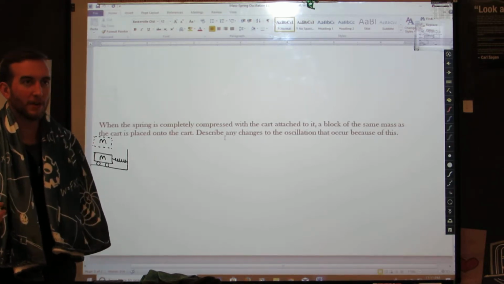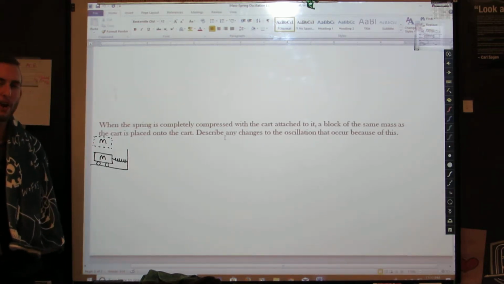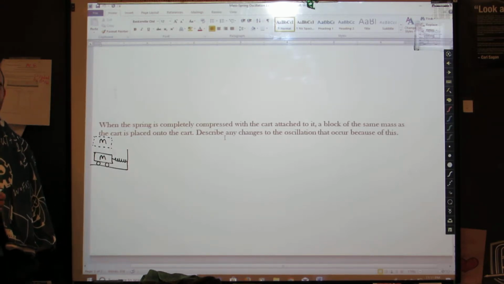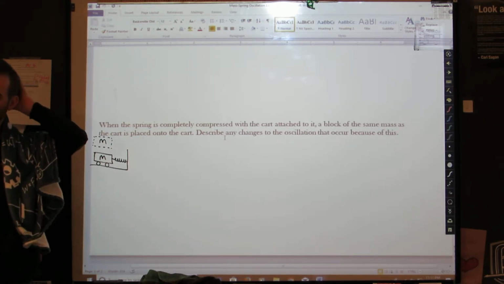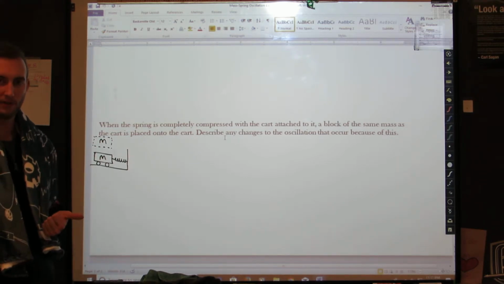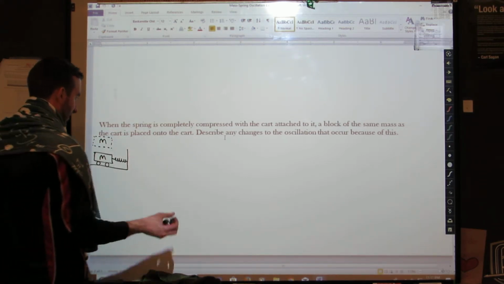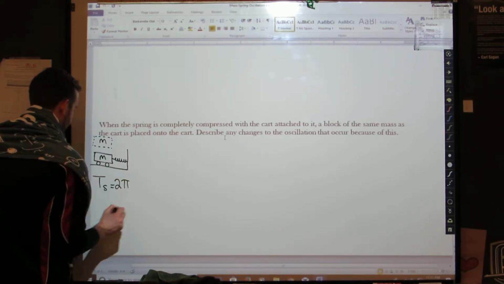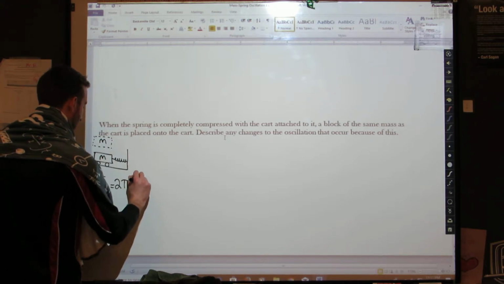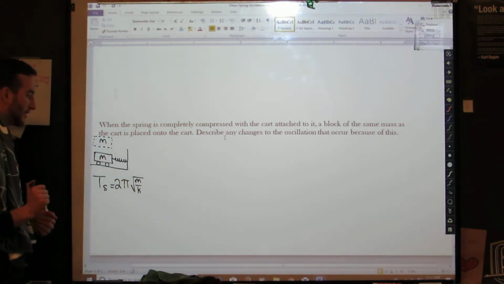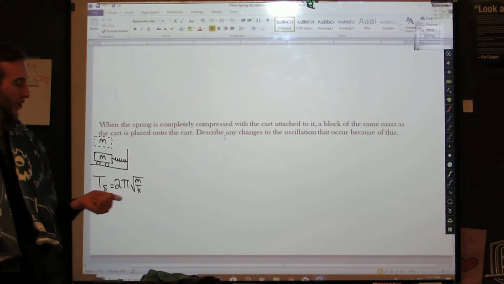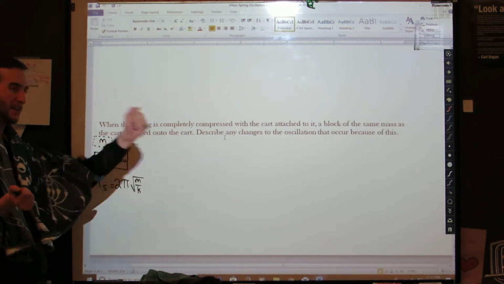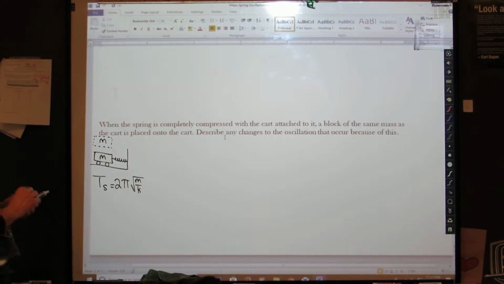Let's start with the first equation that we used. The first equation we used was the period of the spring's motion to figure out the spring constant. Let's think about that equation again. That equation was: period of the spring equals 2 pi times the square root of m over k. So this is a pretty obvious change. If you increase the mass of the cart as it moves back and forth, then that should also increase the period.